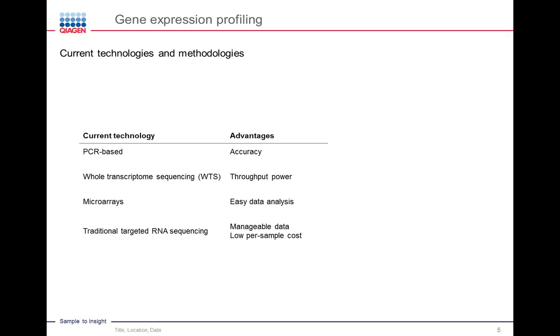And then you have the traditional targeted RNA sequencing approaches. That is basically a subset of the whole transcriptome sequencing, but instead of looking at every single transcript, with the targeted RNA sequencing approaches, what you're doing is you're focusing on a subset of the genes that exist in the genome. The advantage of the traditional targeted RNA sequencing approaches is that they offer you manageable data. So, again, instead of looking at every single transcript, you're looking at a subset of those transcripts, which makes the data more manageable and easily interpretable. And also another advantage is the low per sample cost because you have the capability now to multiplex many samples on the same sequencing run, your cost per sample is going to decrease compared to a whole transcriptome sequencing approach.